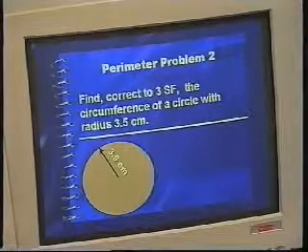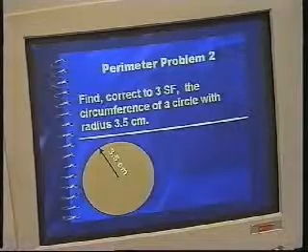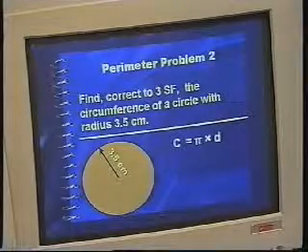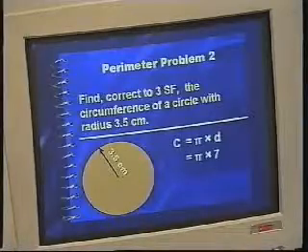Let's go into problem 2, a little bit more difficult. Here we've got a circle with a radius of 3.5 centimeters. That means that the diameter is going to be 7 centimeters. So we multiply pi by 7. Pi, of course, you can get from the calculator. You should use the pi on the calculator rather than 3.14.